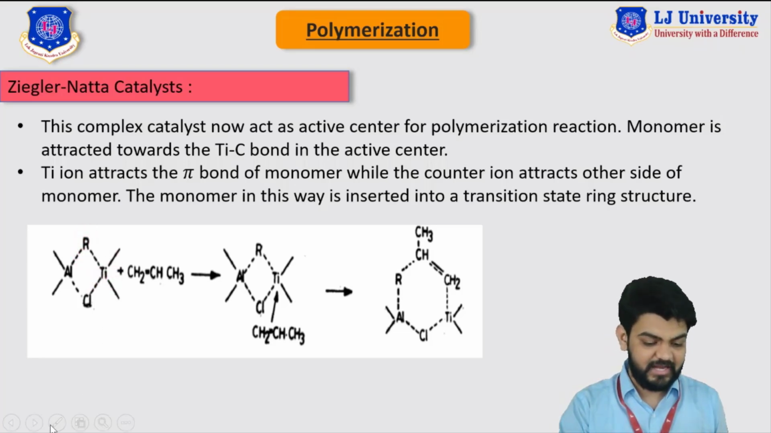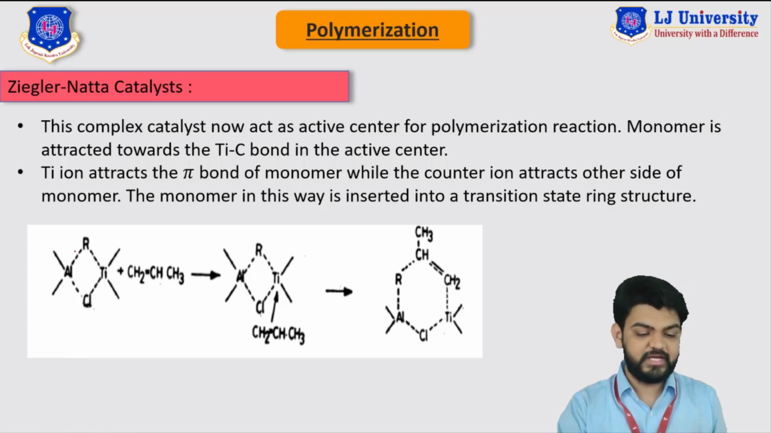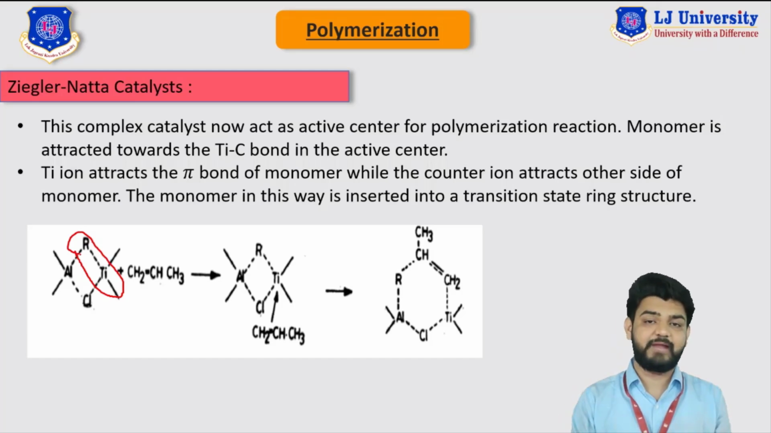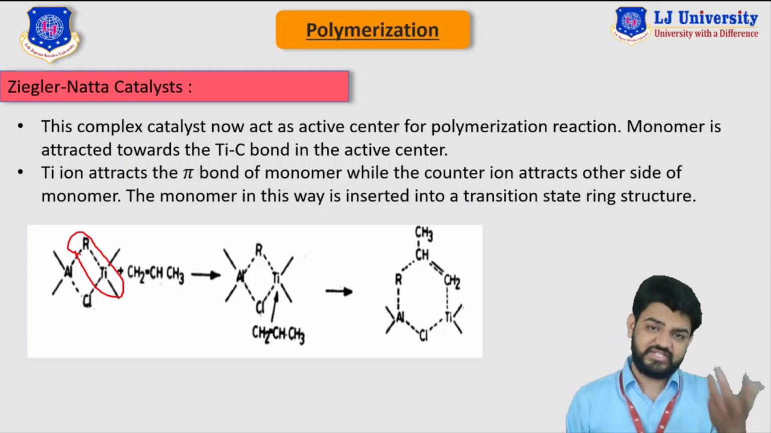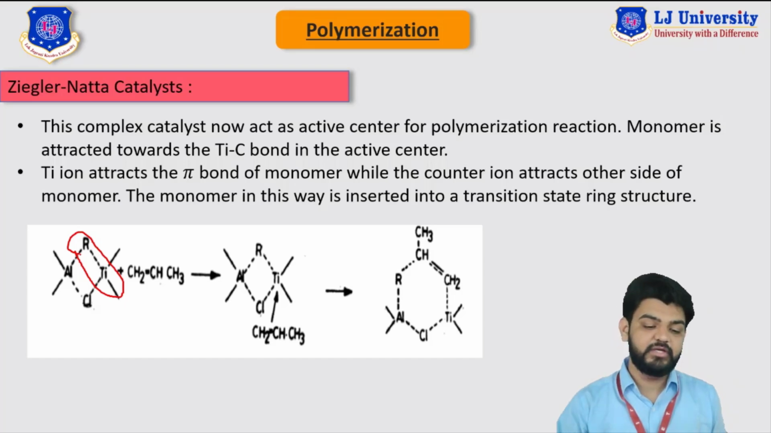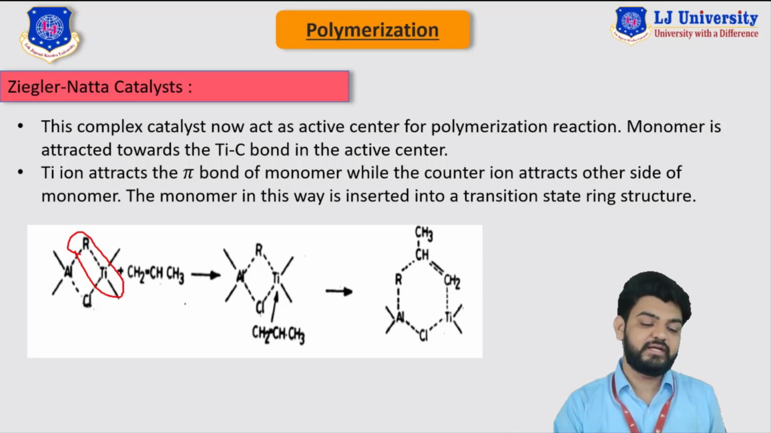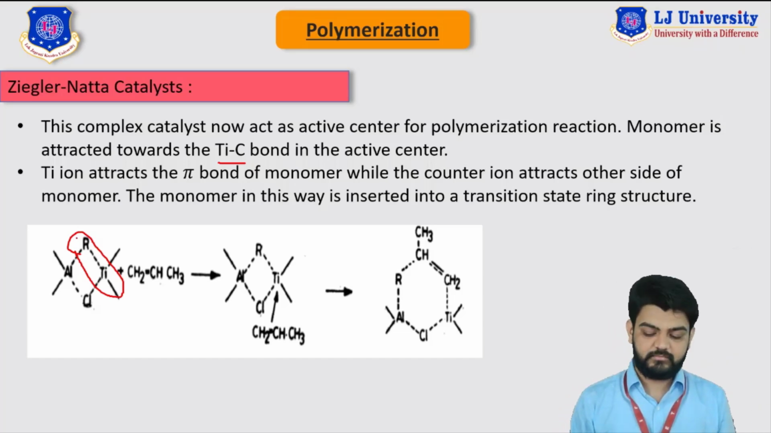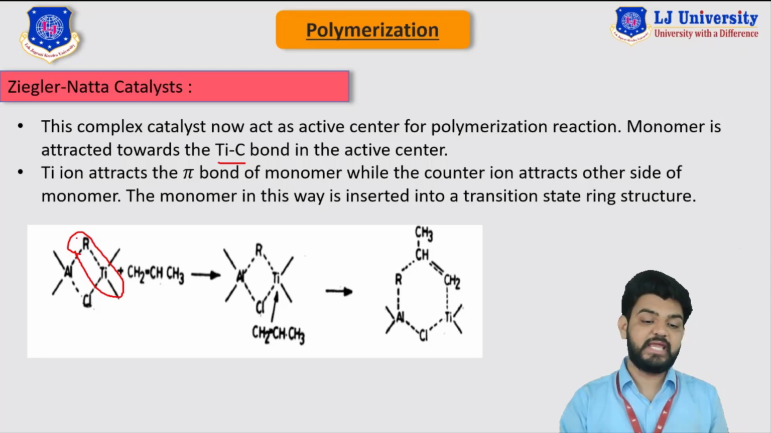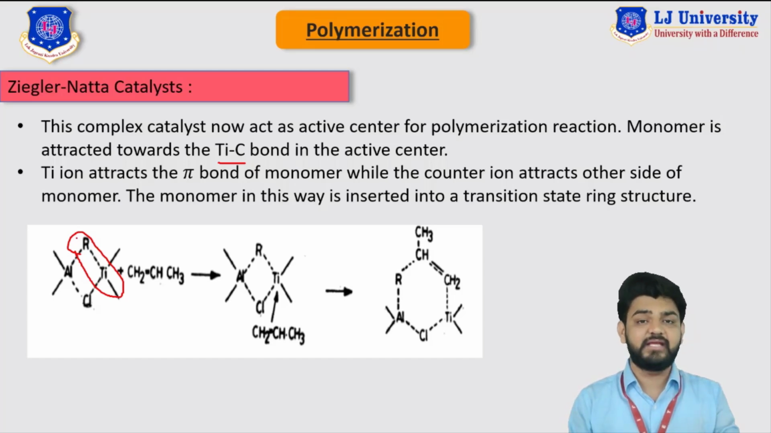Now let me take a pen. This particular bond, Ti-R, where R means nothing but your carbon-hydrogen chain, so it essentially has a carbon atom. I'm saying that this is a titanium-carbon bond, because Ti-R means there is a carbon connected with this titanium. So this Ti-carbon bond will attract the monomer towards it.